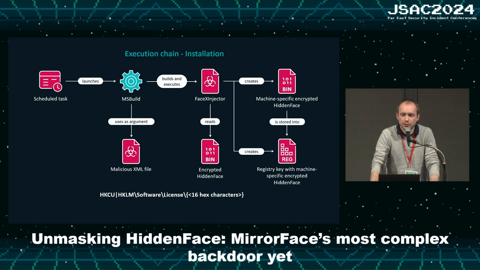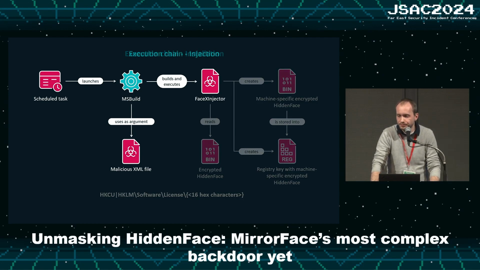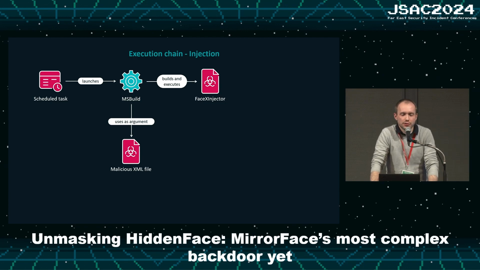As the final step of the installation process, FaceX injector encrypts HiddenFace and stores it into the following registry. The 16 hexadecimal characters are taken from the SHA-256 hash of the machine's hostname. And now let's see the second part, the injection process.